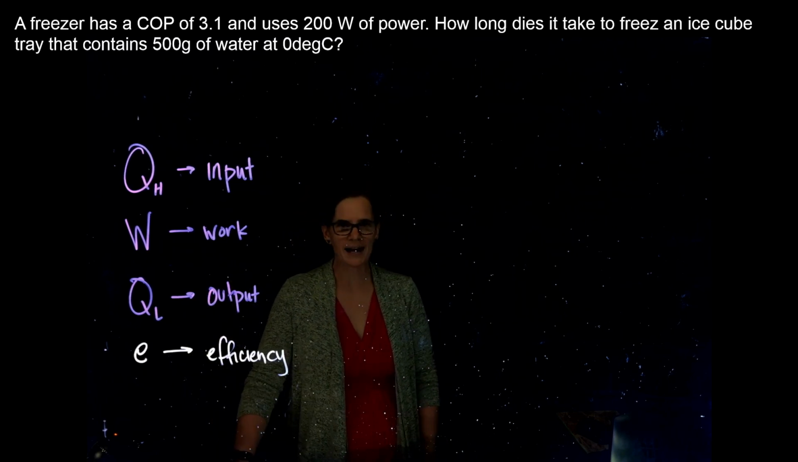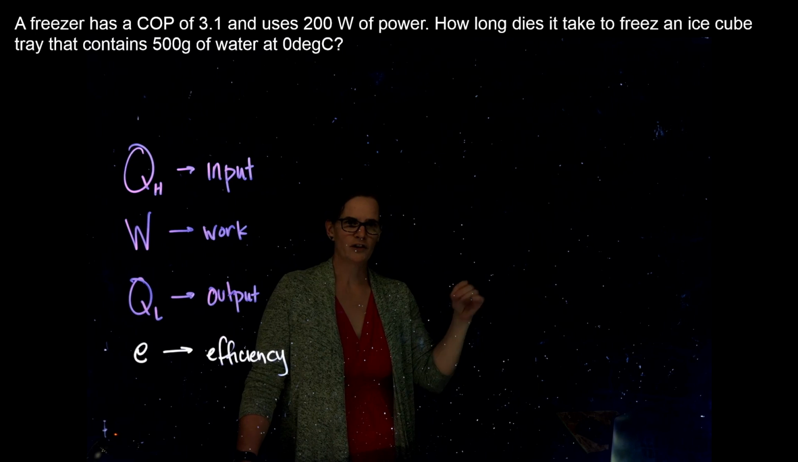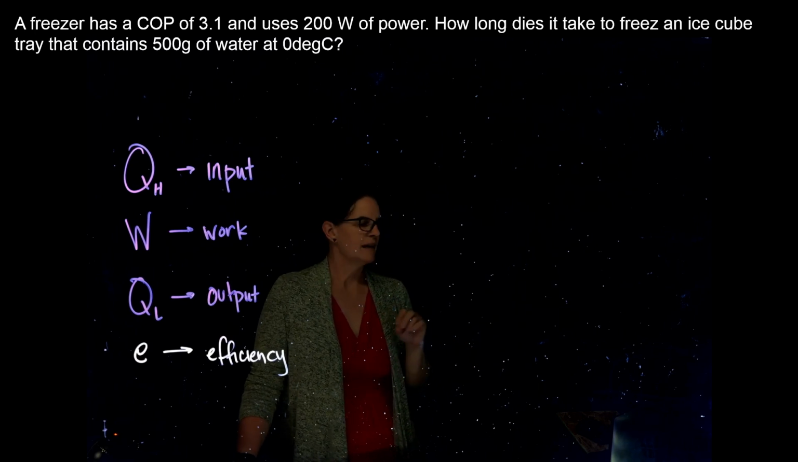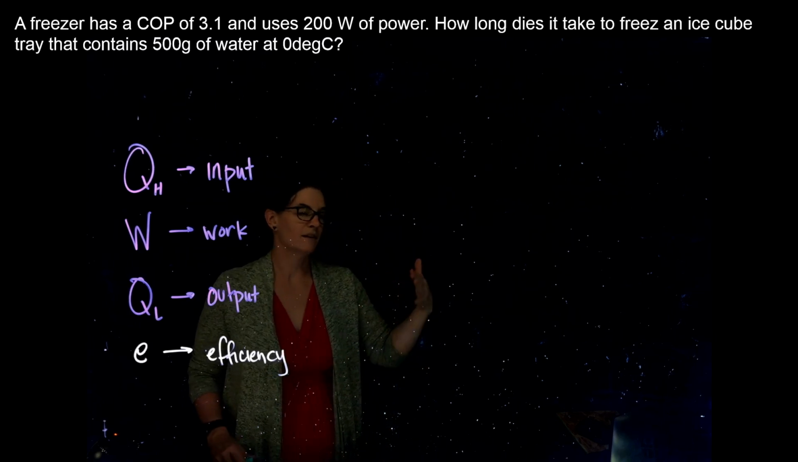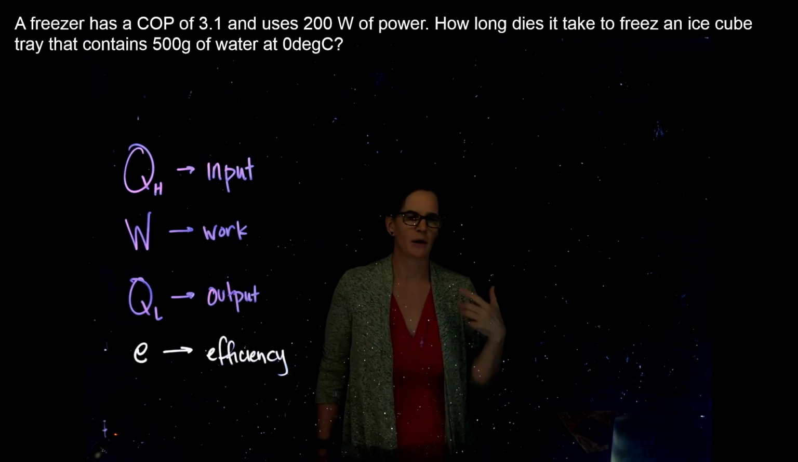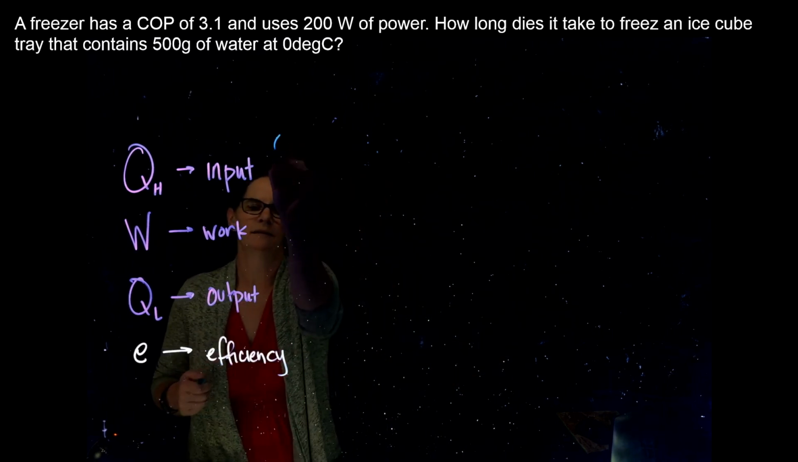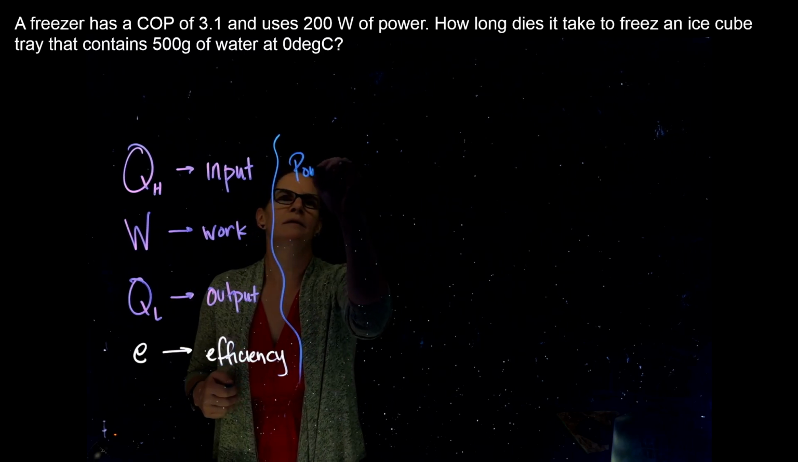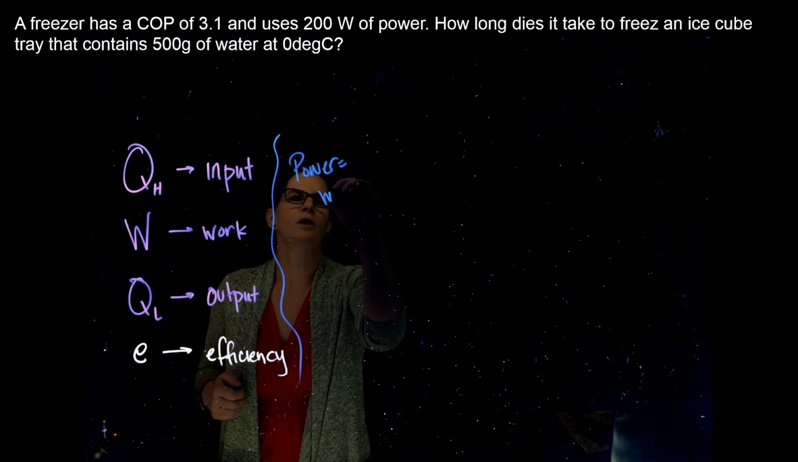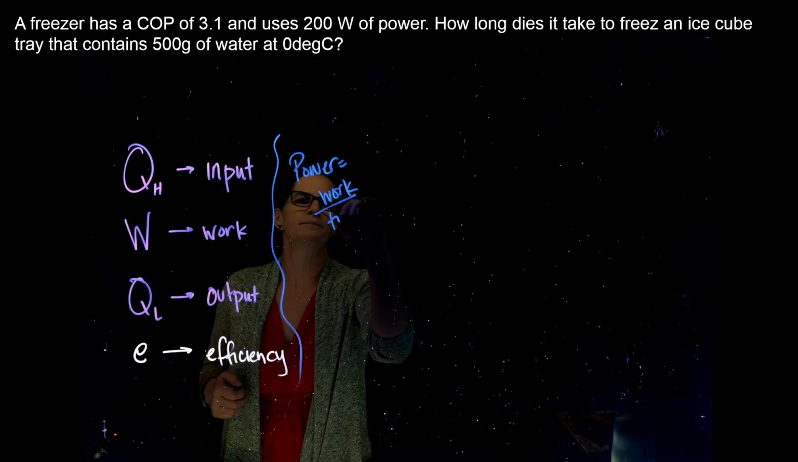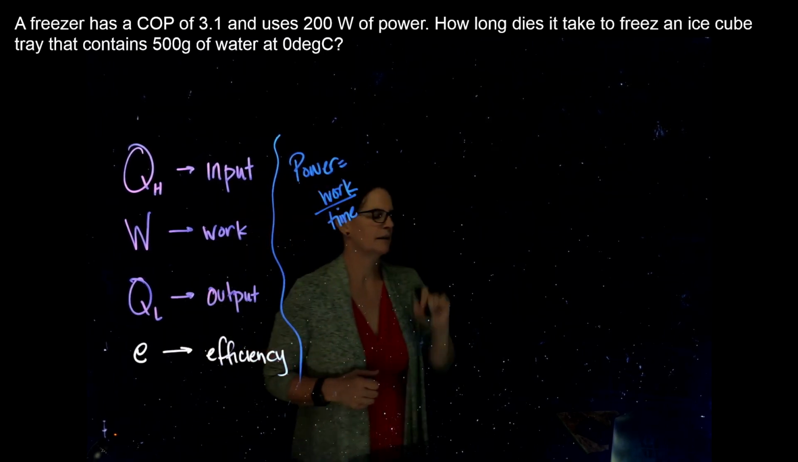So a freezer has a coefficient of performance of 3.1. It uses 200 watts of power, right? Now remember, power is the amount of work per time. So we want to keep in mind that power is equal to the work per time. Okay, so we're going to keep that in mind.